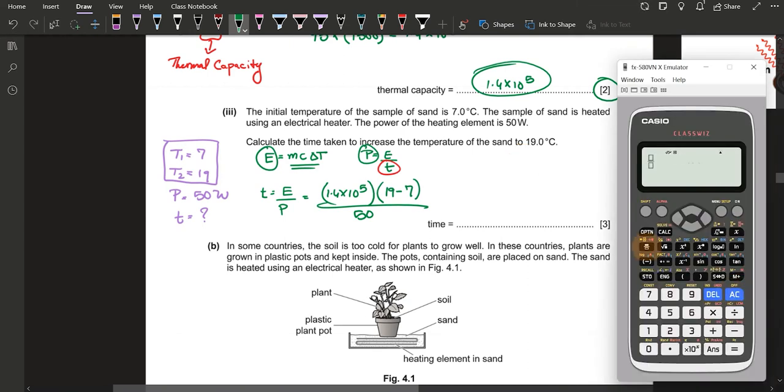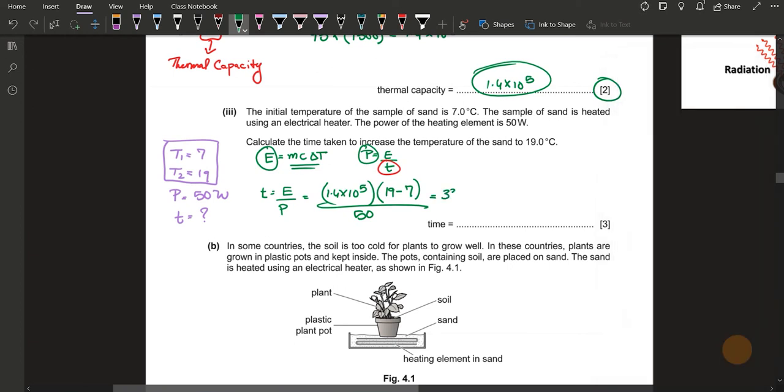And we can find out the value, which is going to be 1.4 into 10 to the power 5 into the change in temperature. And then we divide by power. This is going to be 33600, which is approximately equal to 34,000. And we can write our units as well, which is seconds. Okay, don't forget the units.